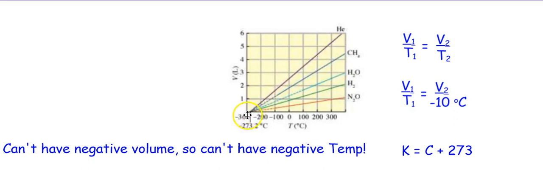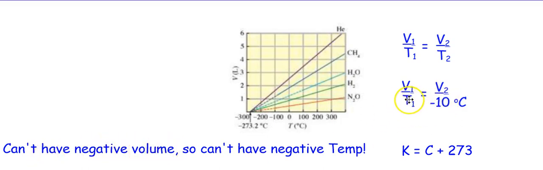Notice where they all end up. They all end up at negative 273.2. And so he hit upon that must be the lowest temperature. But he has a little problem. If he's going to put these numbers in his equation here, when you hit a negative 10 Celsius, what does that mean? You can't have a negative volume.